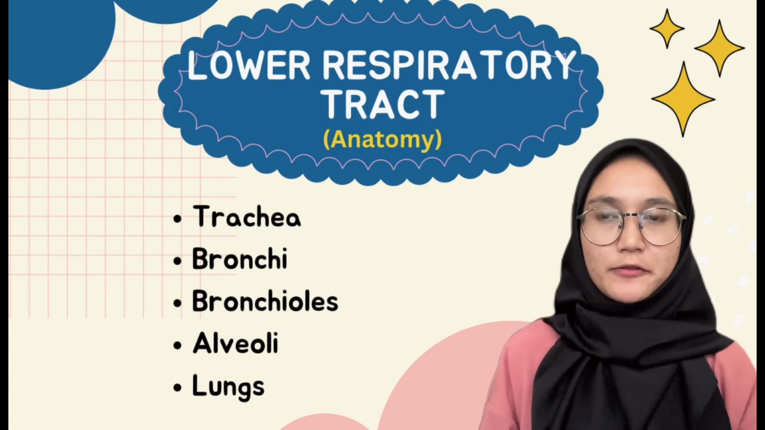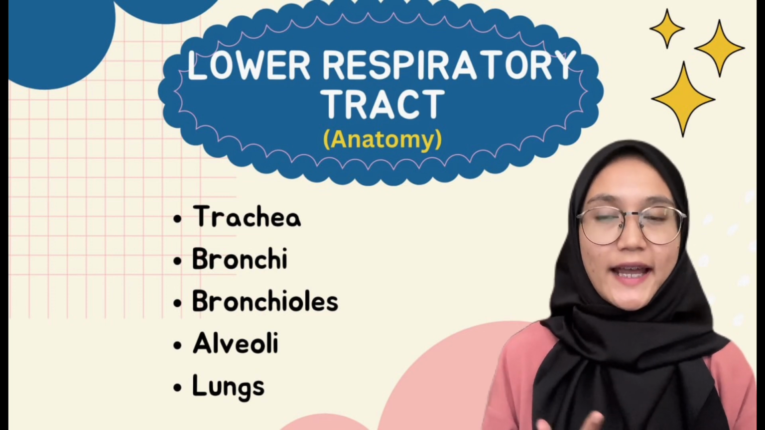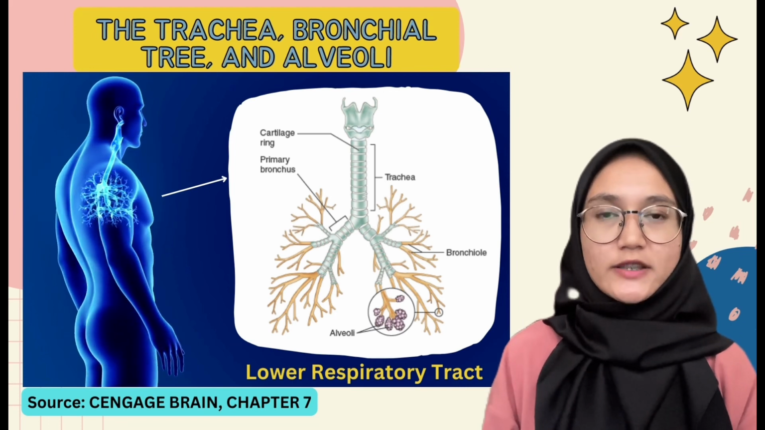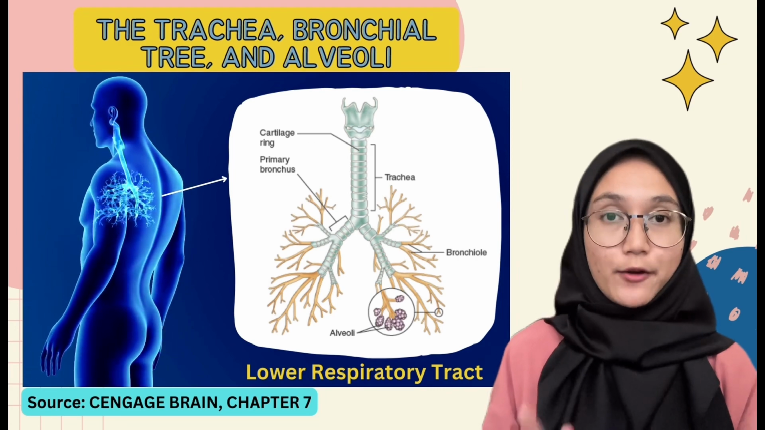The lower respiratory tract comprises the trachea, the bronchi, the bronchioles, alveoli, and the lungs. Firstly, the trachea is commonly known as the windpipe. It is located just below the larynx and directly in front of the esophagus. It is the main airway to the lungs.